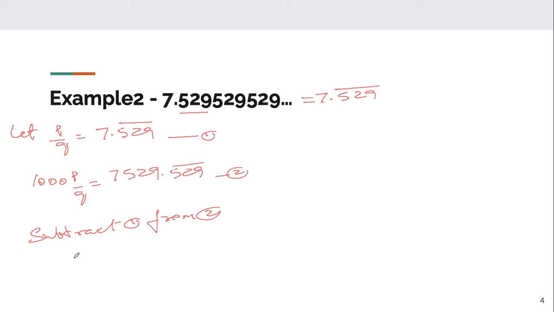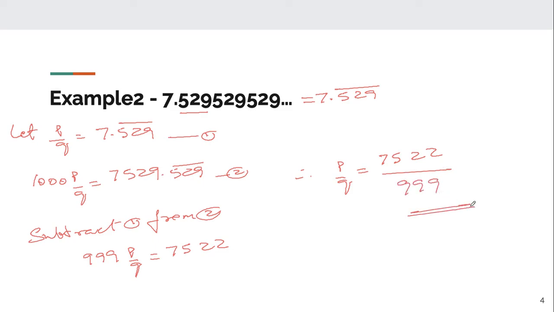So upon subtraction, we will subtract LHS from LHS. So 1000 p by q minus p by q is 999 p by q equals 7522. Therefore, when we simplify in the last step, p by q will be equal to 7522 divided by 999. See, the question looks difficult, but the solution is exactly similar to the previous case. Let's look at one more example.